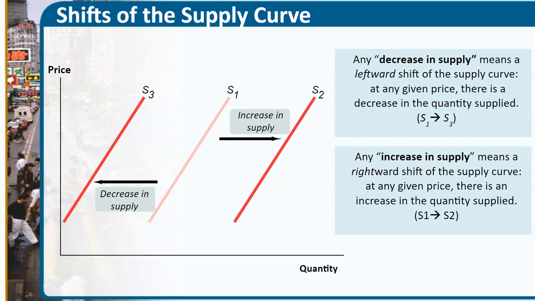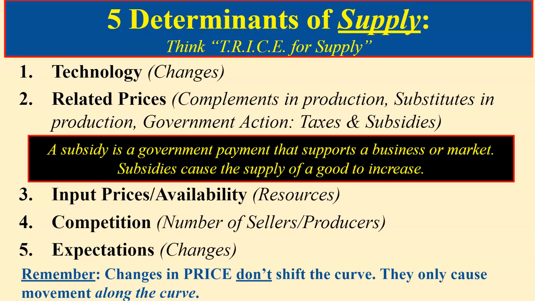So what is going to shift the supply curve then? Well, we mentioned technology as the first one. Let's talk about the others. Again, we use the mnemonic TRICE for a shift in supply. Technology is going to shift that curve leftward or rightward. Related prices are also going to do so. This is also complements in production and, particularly, government actions.